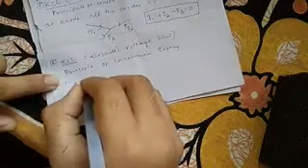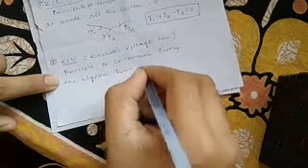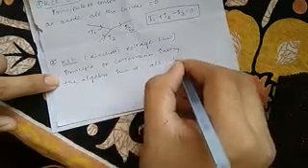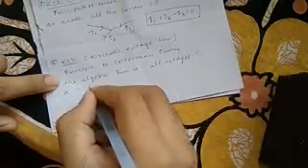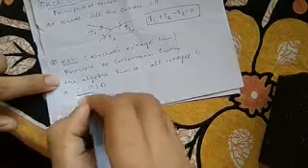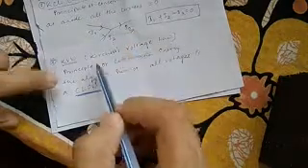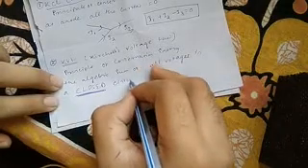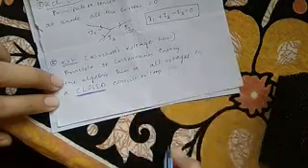Okay, KVL states that the algebraic sum of all voltages in a closed circuit or loop is equal to 0. This is a very necessary and important condition. The circuit should be closed to apply the KVL.